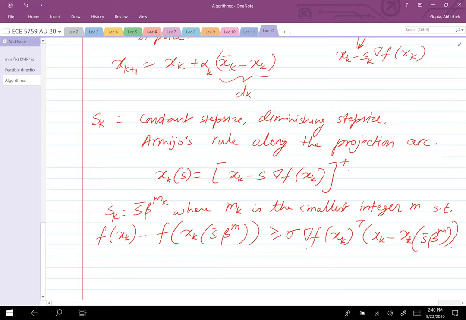Of course, if your function evaluation is complicated because your function involves a lot of complicated expressions, you are better off using constant step size. But if the function evaluation is not a problem, then you can use Armijo's rule to compute an appropriate value of sk and implement this particular algorithm. You can pick alpha k equals to 1 in this case.